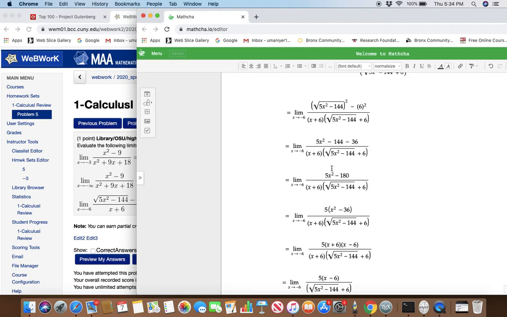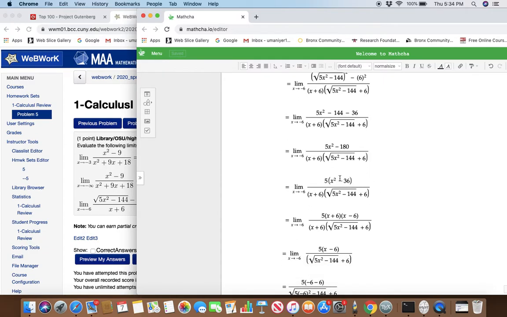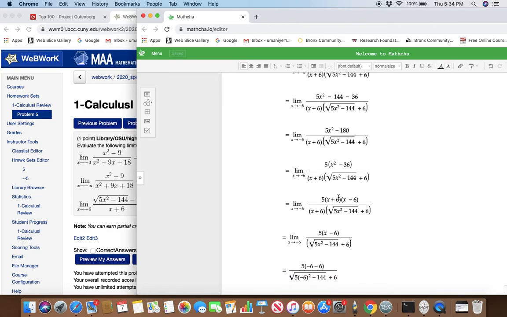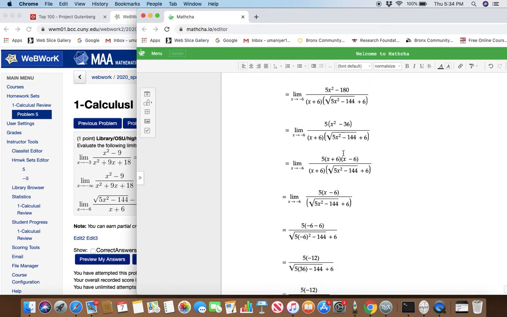5 is a common factor here. So I take the 5 out. I get x squared minus 36. Now that is a difference of squares again. So x plus 6, x minus 6. Downstairs is x plus 6. These two cancel, which gives me 5 times x minus 6, and that guy is gone, the rest of the radical expression.